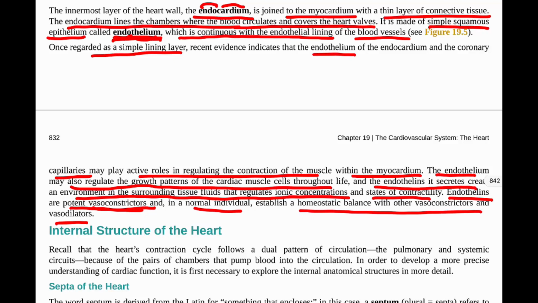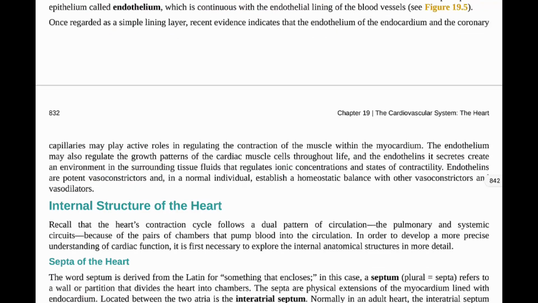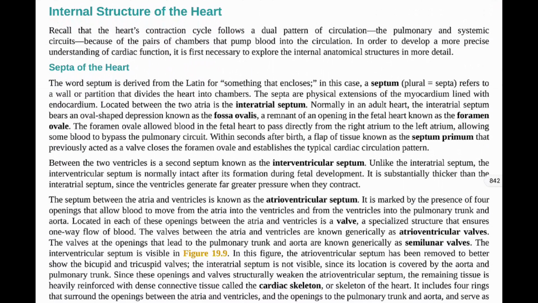All right, so our internal structures of the heart. Recall that the heart's contraction cycle follows a dual pattern of circulation. So we have the pulmonary and the systemic circuits. Because of the pairs of chambers that pump blood into the circulation, in order to develop a more precise understanding, we're going to explore the internal parts of the heart here.